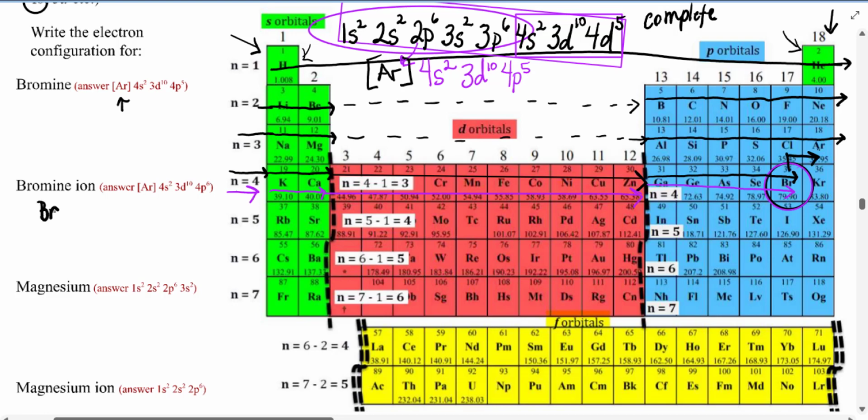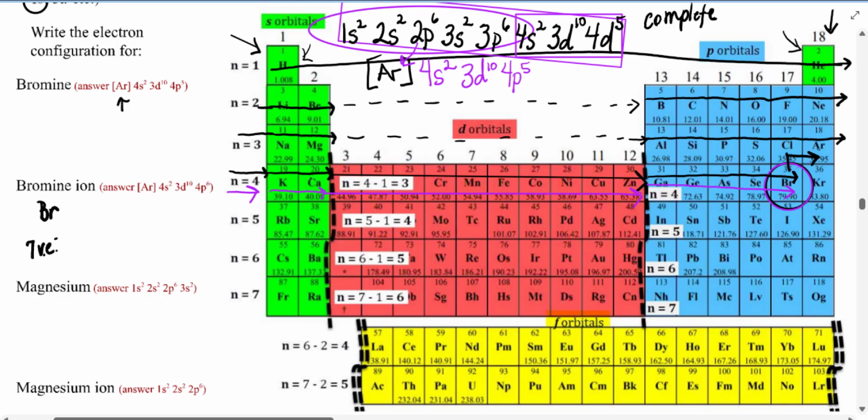Okay, bromine ion. Bromine is in group 17, which means it has 7 valence shell electrons. Now remember, every element on here will react until it has a stable outer shell. A stable outer shell looks like a noble gas electron configuration, with 6 electrons in its p orbitals and 2 electrons in its highest energy s orbital.